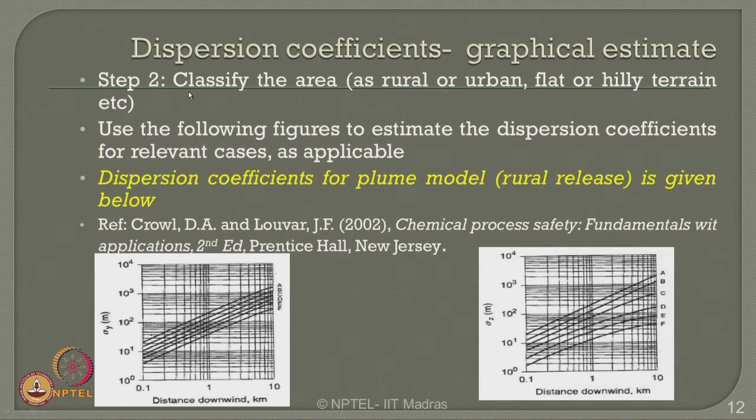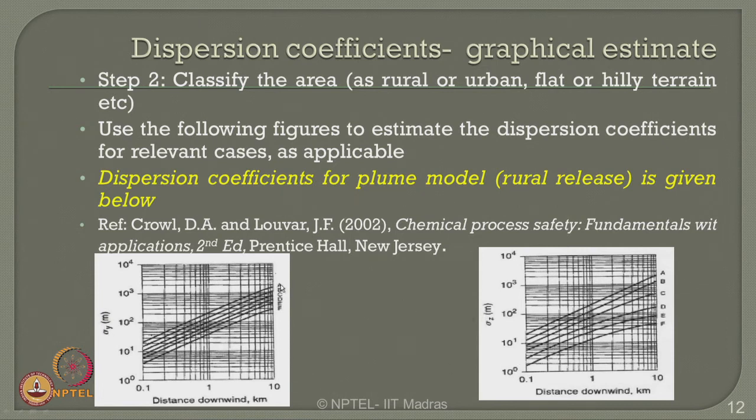In step number 2, classify the area, find out whether it is rural, urban or hilly terrain. Use the following figures to estimate the dispersion coefficients for the relevant cases as applicable. Dispersion coefficients for the plume release model for a rural sector are given below, with reference to Crowl and Louvar, 2002. This is a log-log plot with the x axis the downwind distance in kilometers and the y axis having two dispersion coefficients, sigma y and sigma z respectively.